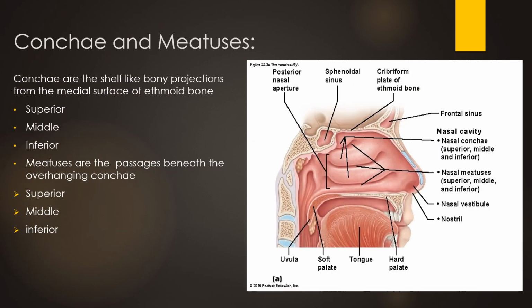Now let's see what the conchas and meatuses are, and what structures open into these meatuses, which is again a very important thing to know and understand. Conchas, as I told you earlier, are shelf-like bony projections present in the lateral wall of the nasal cavity. The superior and middle ones are projections from the ethmoid bone, while the inferior concha is a separate spongy bone. So we have three conchas: superior, middle, and inferior. Meatuses are the passages beneath the overhanging concha. You see these oblique passages just beneath the concha; these are known as the meatuses. So we have three meatuses for the three conchas.